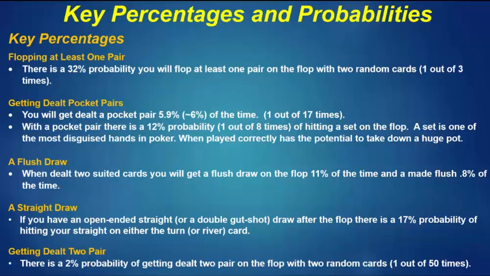You have a 9% probability of getting a straight with a gut shot draw on the turn or river card. After the flop, there is a 16% probability of hitting your gut shot if you will see both the turn and river cards.